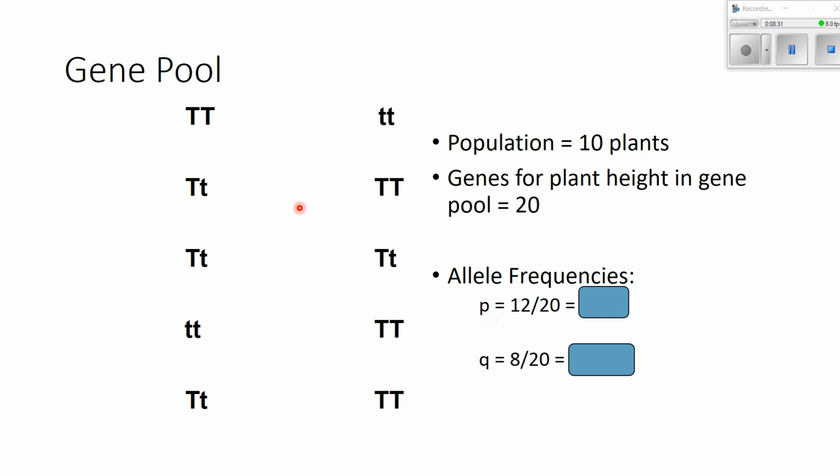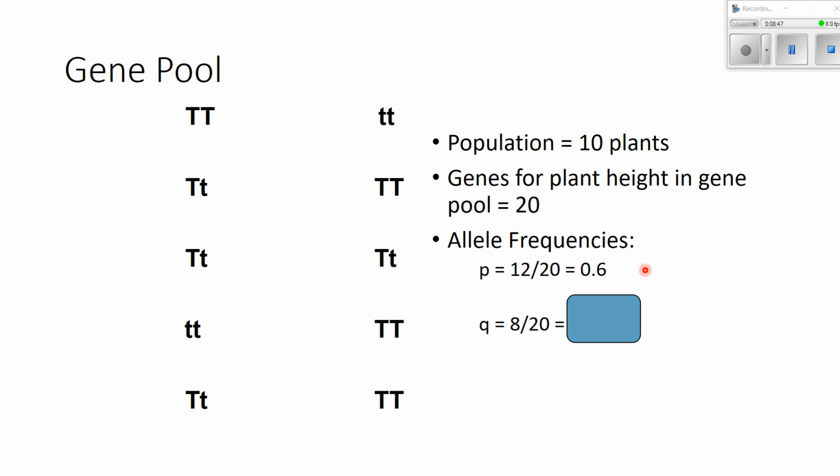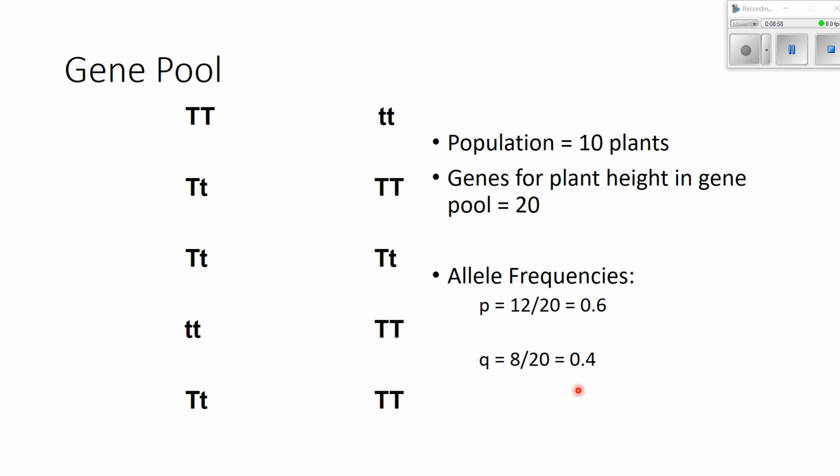Well, we can count them up. How many big T's are there? 1, 2, 3, 4, 5, 6, 7, 8, 9, 10, 11, 12. So out of 20 genes in the gene pool, 12 of them are big T. 12 divided by 20 is 0.6. In other words, 60% of my gene pool is big T. Of course, the other 40% is going to be little t.